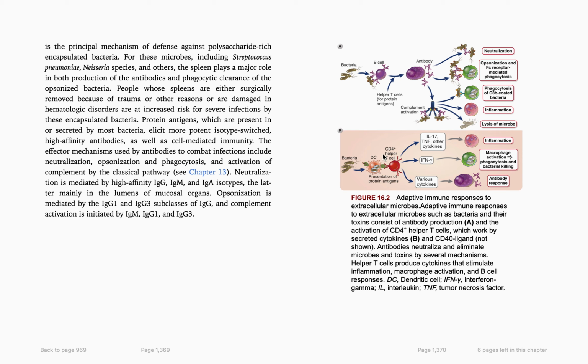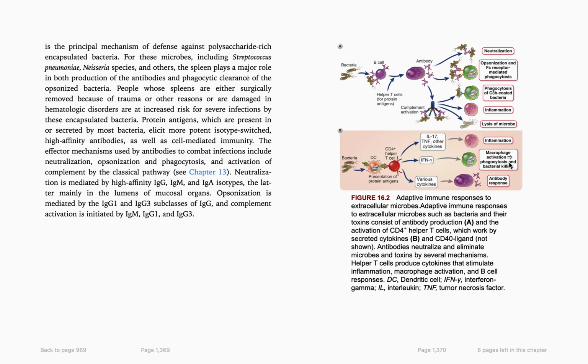On the other side, bacteria can come in, and there's a dendritic cell which takes the bacteria and presents it to the CD4 helper T cell. As normal, this will produce different things depending on the case. It either produces interleukin 17, tumor necrosis factor, and other cytokines, or produces interferon gamma or various cytokines. These can cause macrophage activation, and macrophage activation can lead to phagocytosis and things like that.